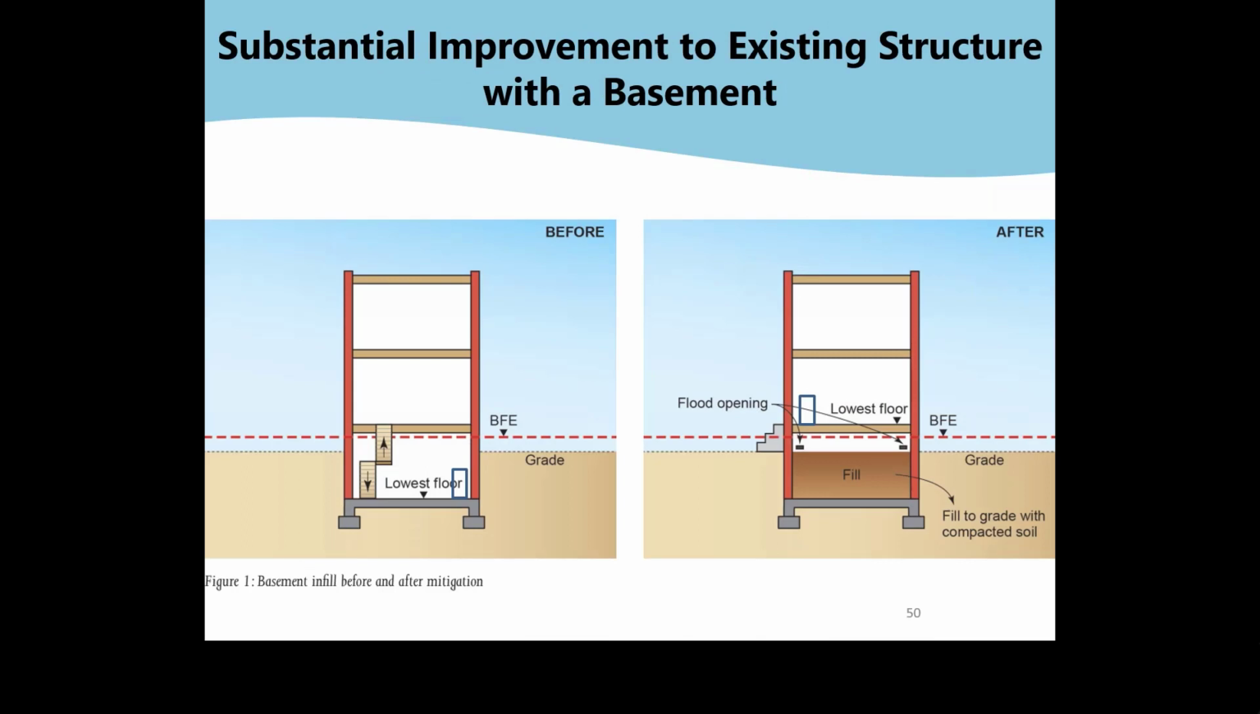So here's another scenario where in the before picture here, I guess this is the side view of the building, you have a basement that's below grade. It's below grade on all sides, so it meets that NFIP definition of a basement. So you have the lowest floor way below the base flood elevation. So if you look on the right in the after, you'll see that that basement has been filled to grade, and what used to be the second floor is now the lowest floor, and you have those flood openings added in that enclosed space below the lowest floor as well.